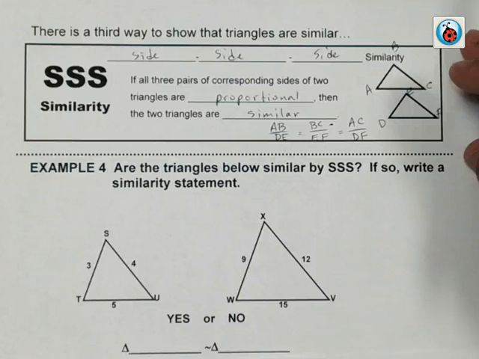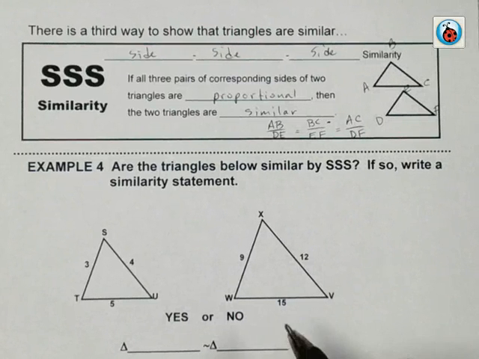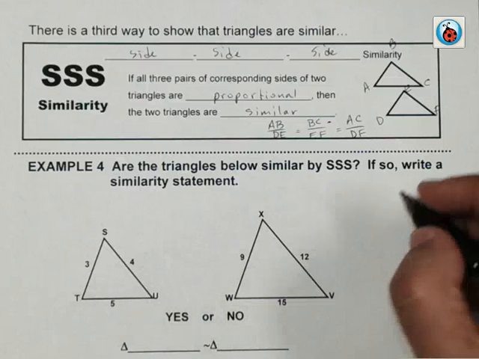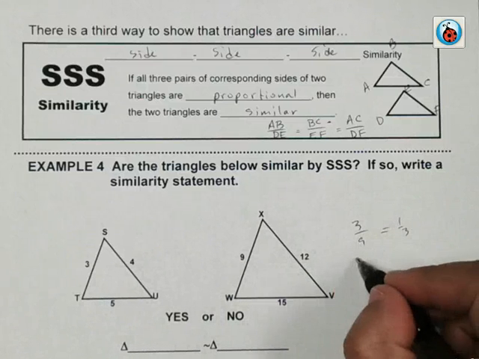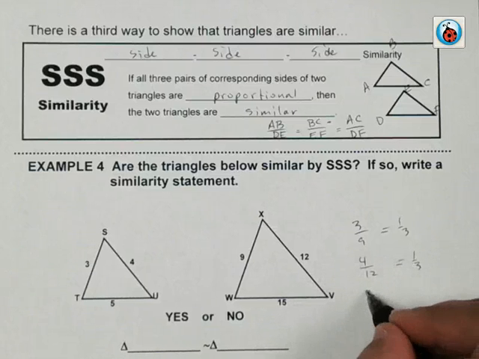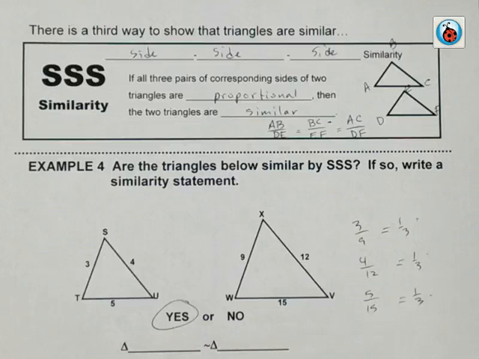So let's look at this next example here. All right, yes or no. So I'm going to compare these. It looks like 3 is the shortest side on this one. The short side of this is 9, so that's going to be 3 over 9, which would be 1/3. Then we have 4 to 12, which is also 1/3, and 5 over 15, that reduces to 1/3. All three of these have the same ratio, so then the answer is yes.